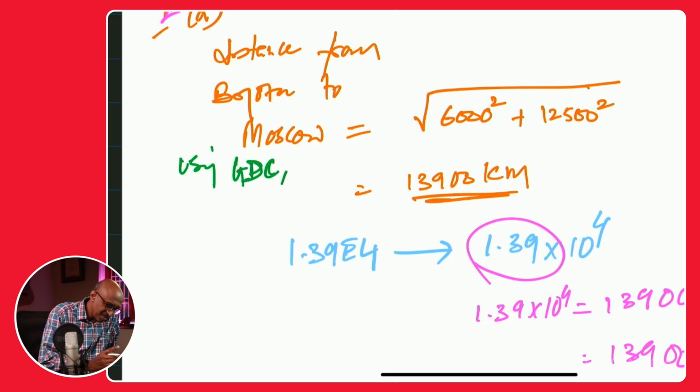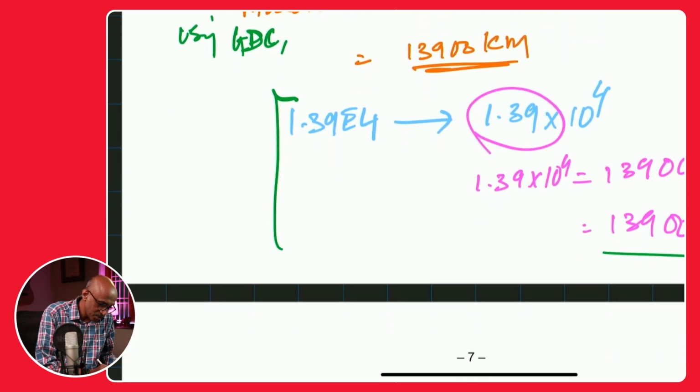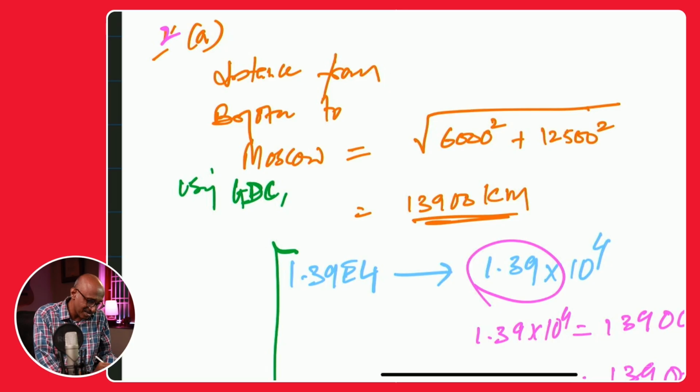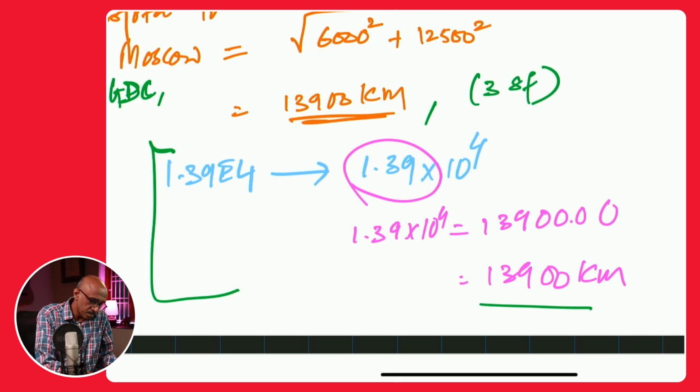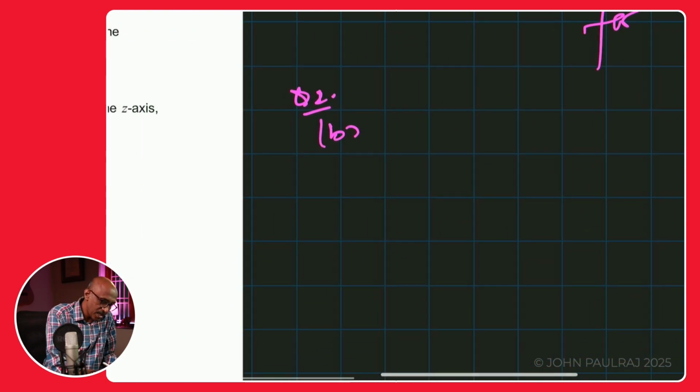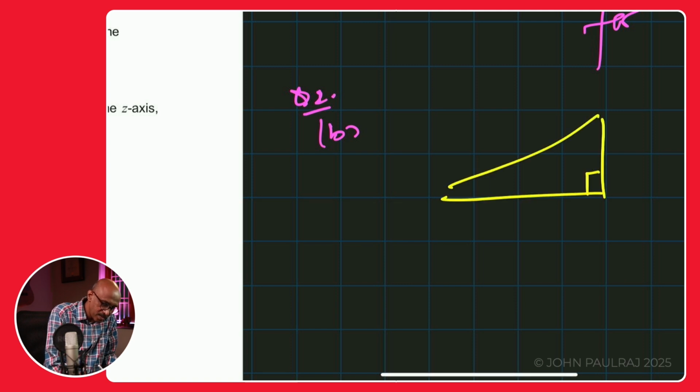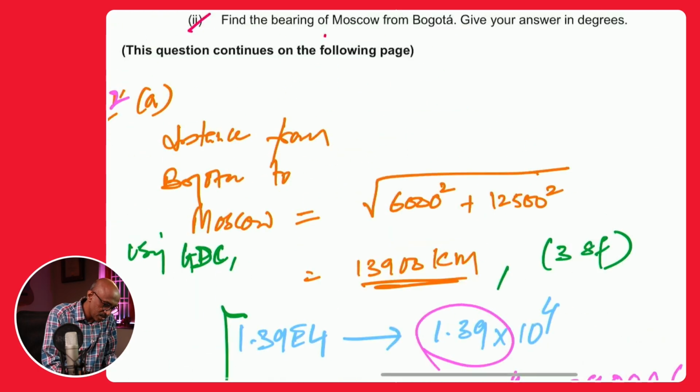Because paper 3 is all about writing and how you write, because this part need not be written, okay? This part was just to explain to you what that 1.39 E4 is, but this is all that you would have written, and maybe even mentioning using GDC would help, okay? And then maybe you can also write down 3SF just to be on the safe side, okay? So let's come to 2B now, and here what I wanted to say was just draw that, okay? And just say that this is 90 degrees, this is 6,000, and this is 12,500, I believe, and this is your, what was that?